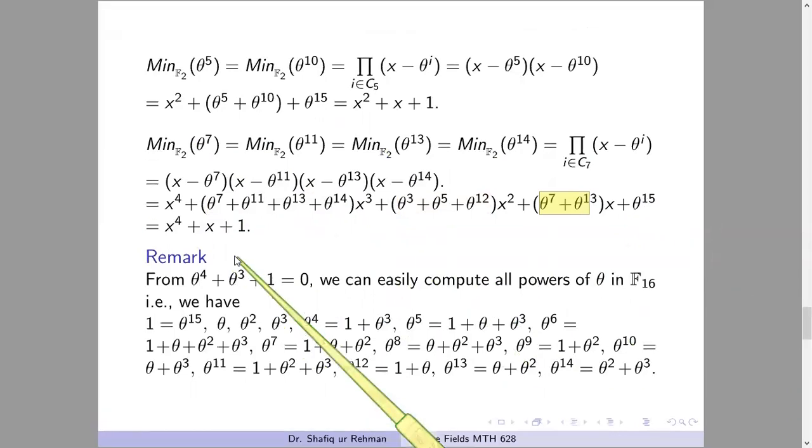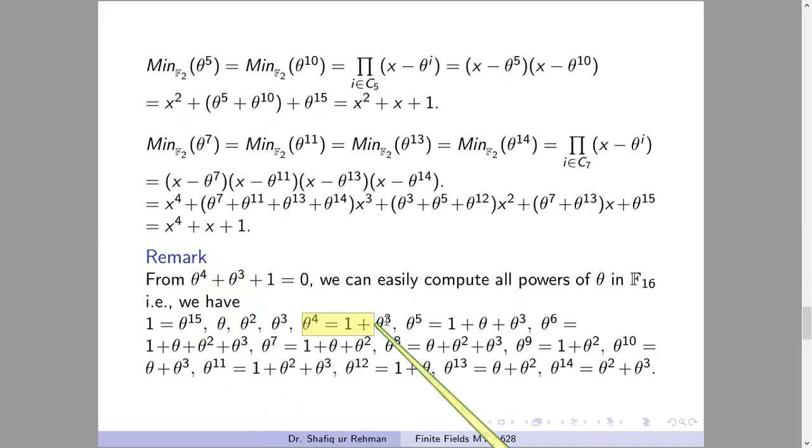And for the calculation I want to make a remark that from this relation we can easily compute all the powers of theta in F16. That is, 1 equals theta power 15, theta and theta square are as they are, theta cube is as it is, and when we take bigger powers than 3, theta power 4, by using this relation, theta power 4 will equal 1 plus theta cube.